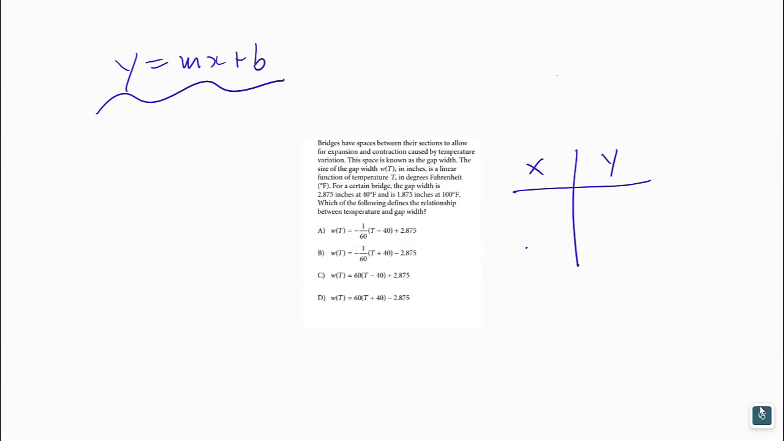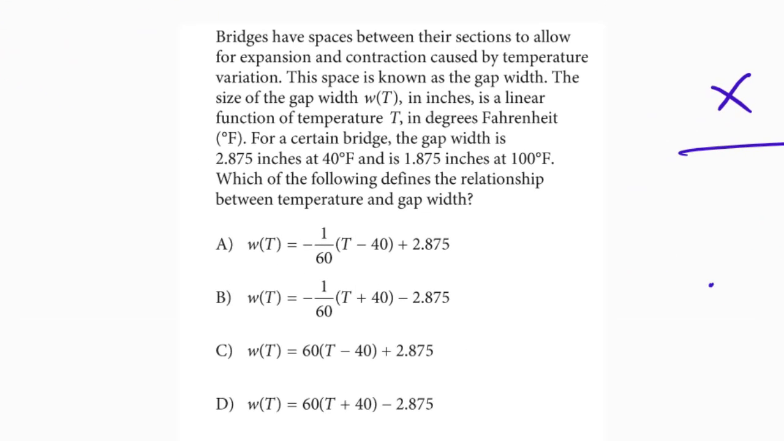So let's jump into the following problem. Bridges have spaces between their sections to allow for expansion and contraction caused by temperature variation. This space is known as the gap width. The size of the gap width Wt in inches is a linear function of temperature T in degrees Fahrenheit. For a certain bridge, the gap width is 2.875 inches at 40 degrees Fahrenheit and is 1.875 inches at 100 degrees Fahrenheit. Which of the following defines the relationship between the gap width?